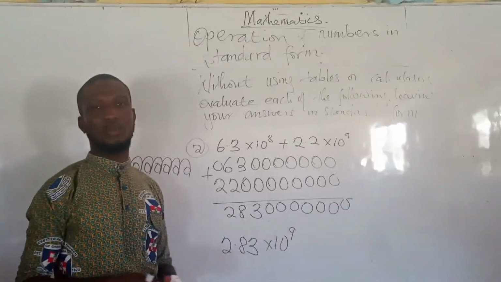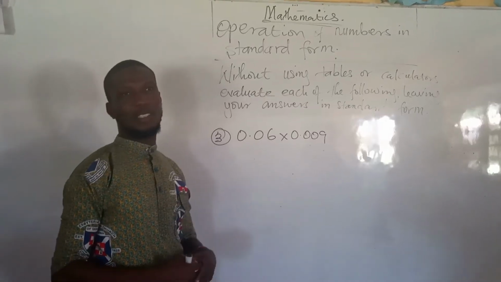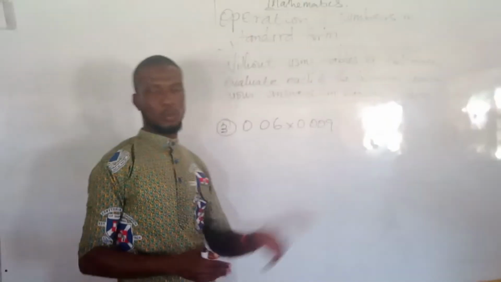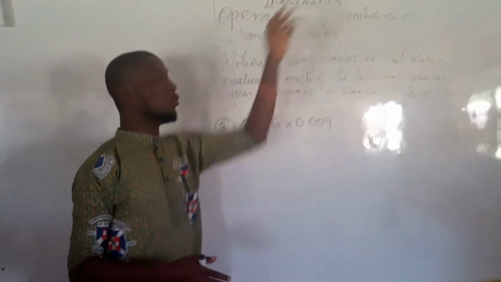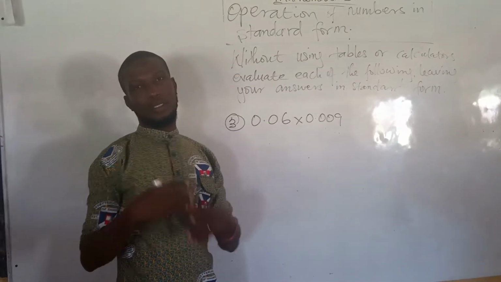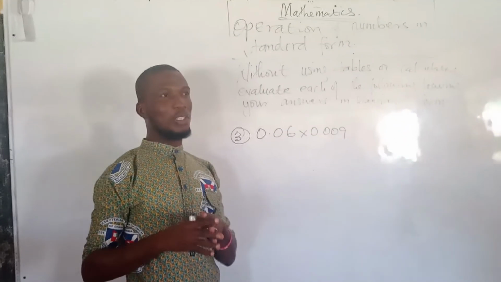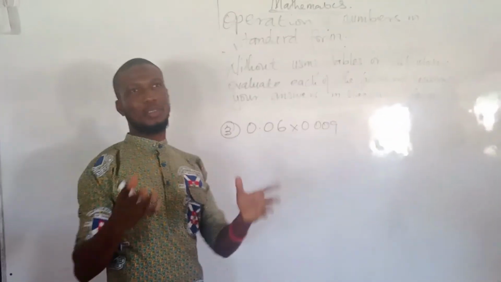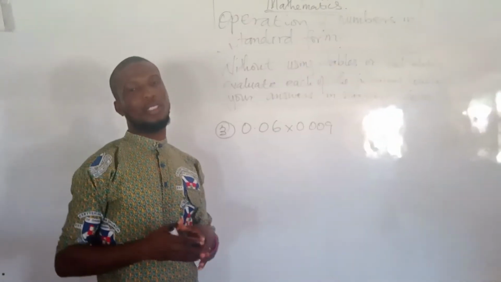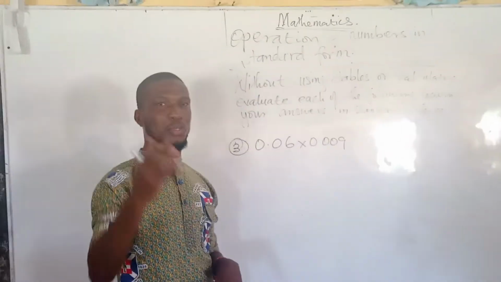Let's just go to example 3. Good. Example 3 has moved us from addition to multiplication. Remember, it's operation, so we are putting all the operations together. Then subtraction, I didn't bring anything on subtraction because it's the same as addition, only that we will be subtracting. Then we change our final answer to standard form. So let's do multiplication.